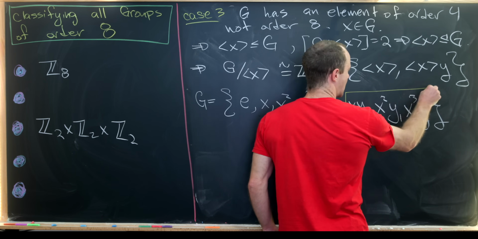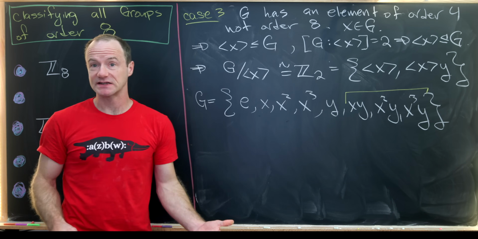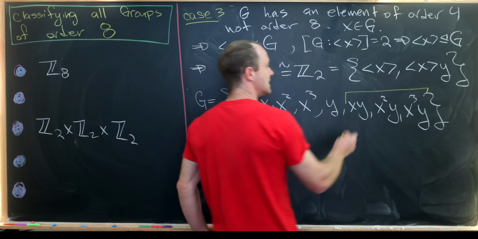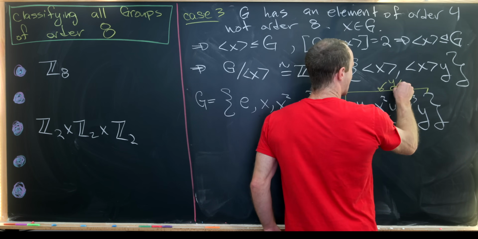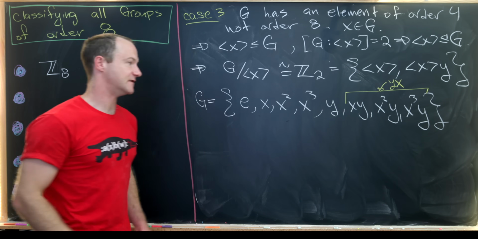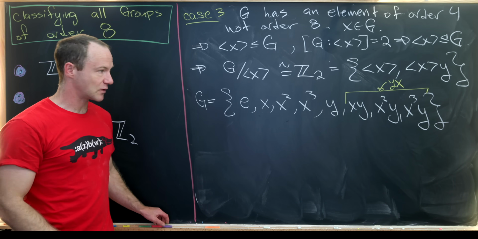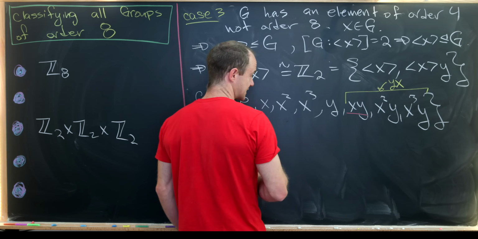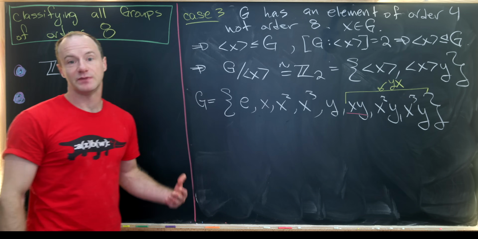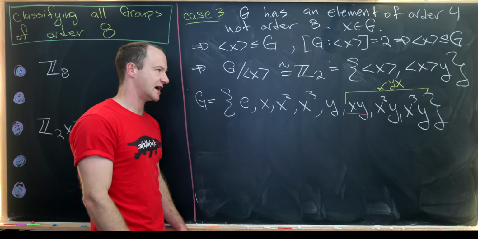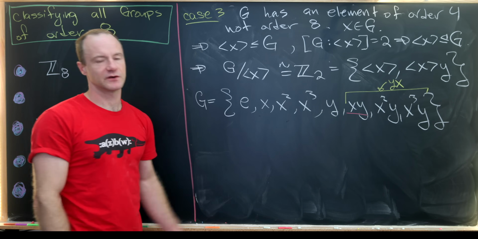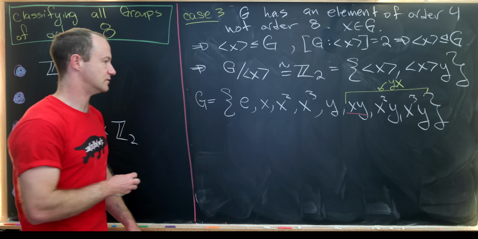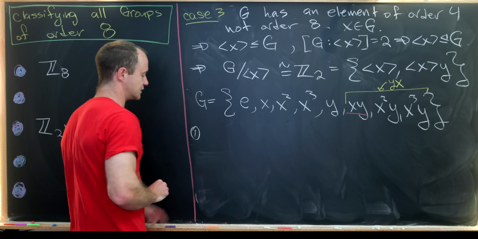YX is not on this list, but we know that YX is definitely within the group. That means that YX must be one of these. And that's going to break us into our other cases. So the first case will be YX is XY. That means we have an abelian group. The second case will be YX equals X squared Y. And then the third case will be YX equals X cubed Y. So let's look at those one at a time.